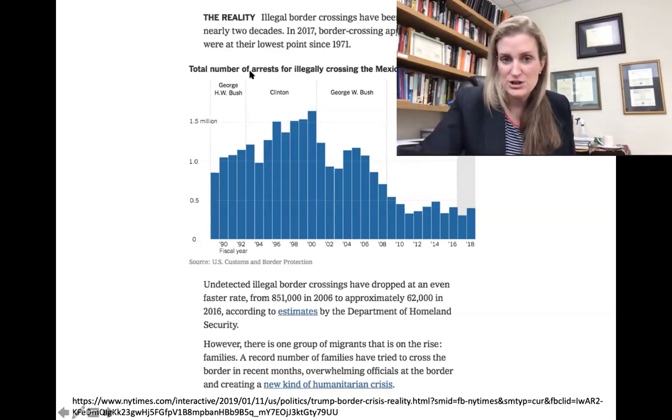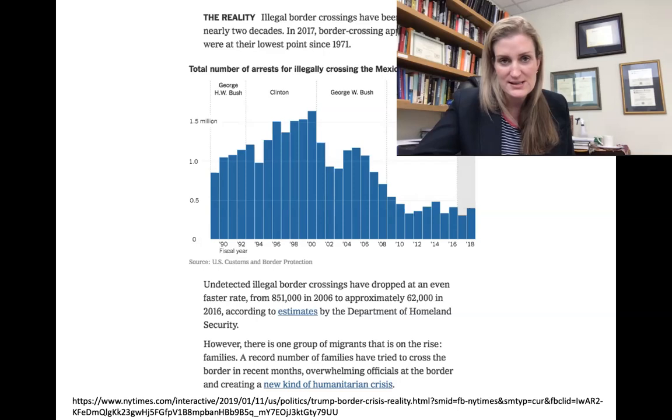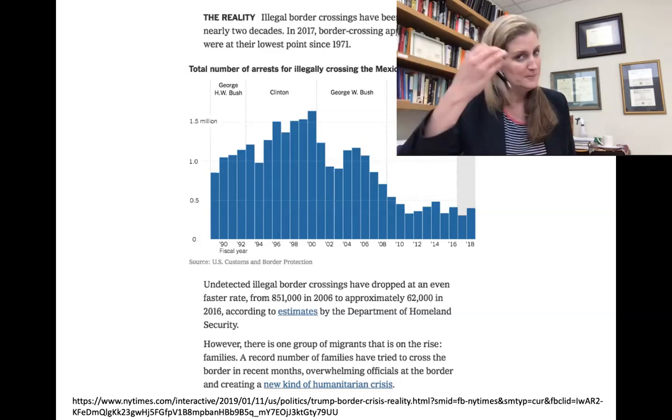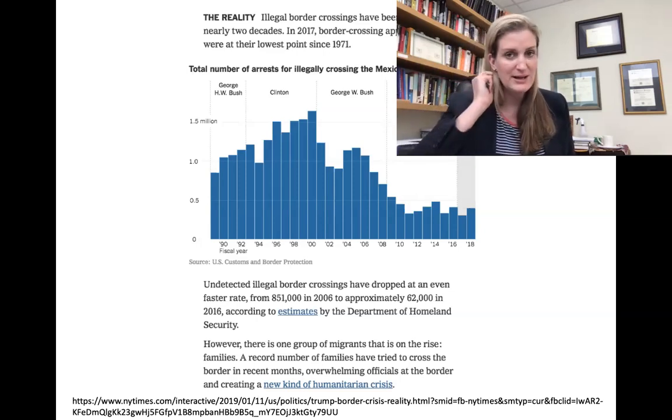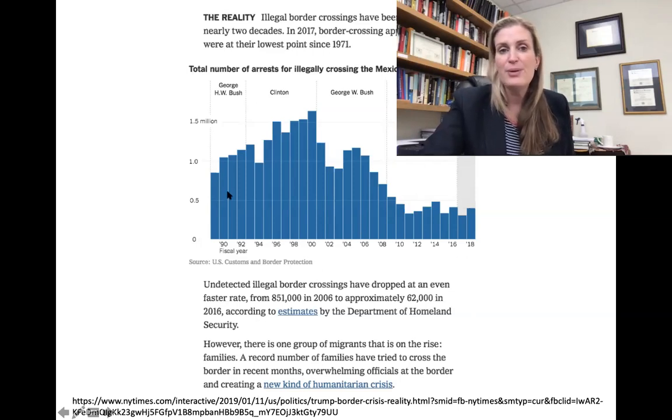So here, I showed this to you before, but it's worth repeating at this moment. The reality is that illegal border crossings have been declining since the 2008 recession, okay? And probably the COVID situation is going to complicate things even further. But we know that the statistics illustrate that compared to the presidency of George W. Bush or Clinton, there was a much higher flow of undocumented people coming from Central America and Mexico.